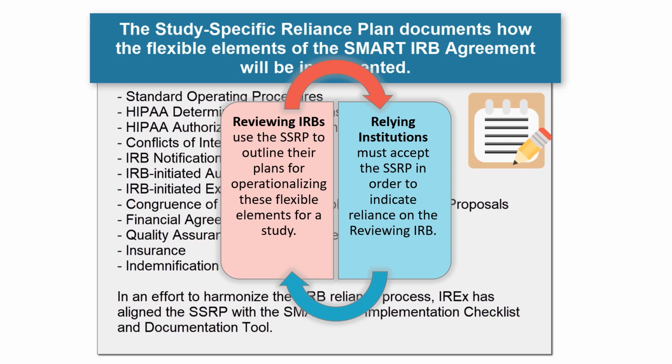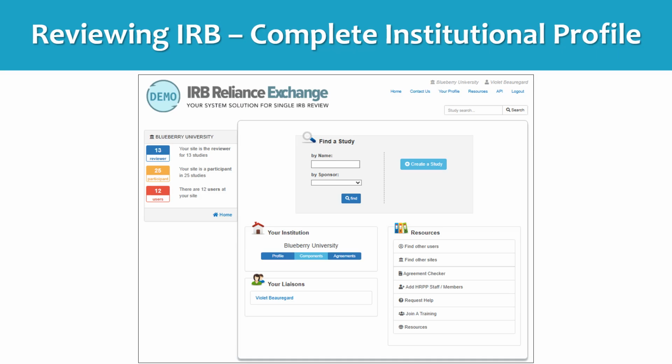Reviewing IRBs use the SSRP to outline their plans for operationalizing these flexible elements for a study. Relying institutions must agree to the terms of the SSRP in order to indicate reliance on the reviewing IRB. Let's look at how the reviewing IRB sets up the SSRP for a study.